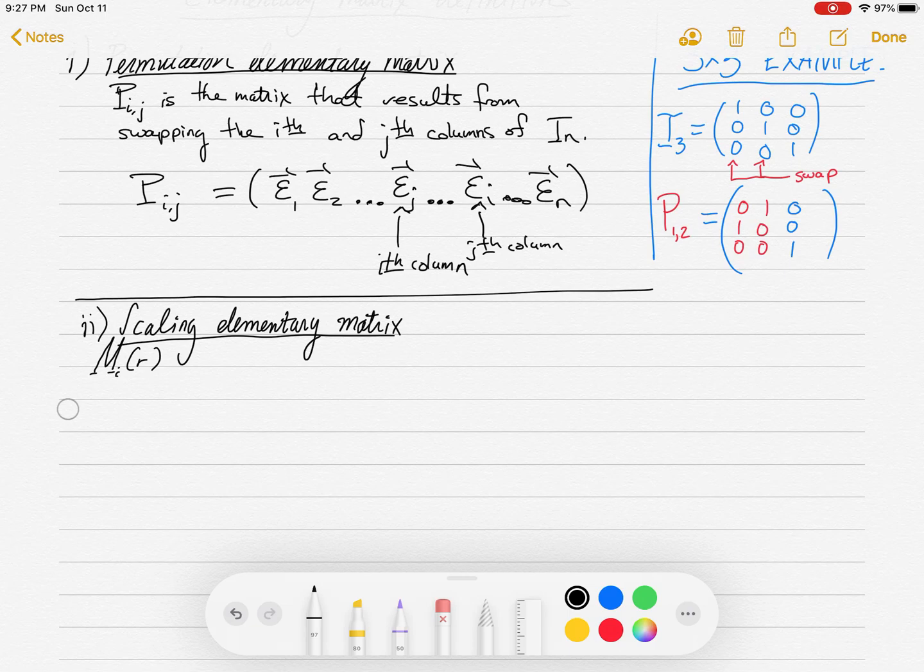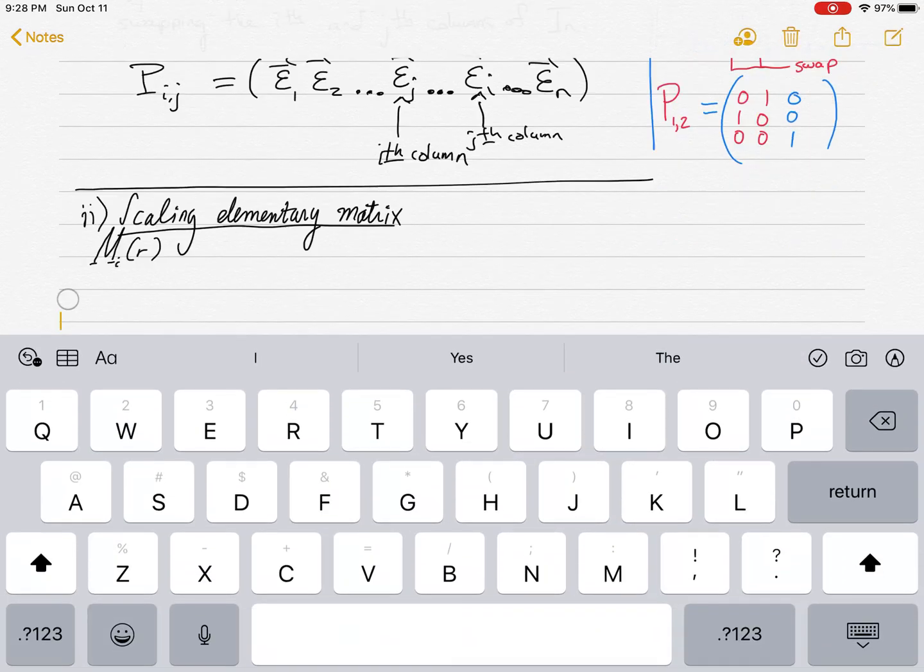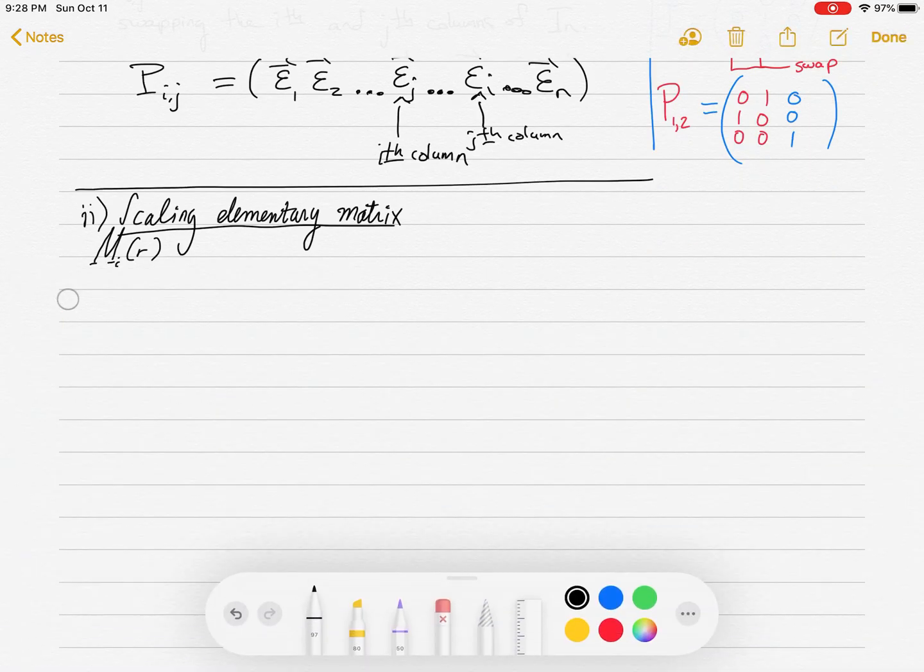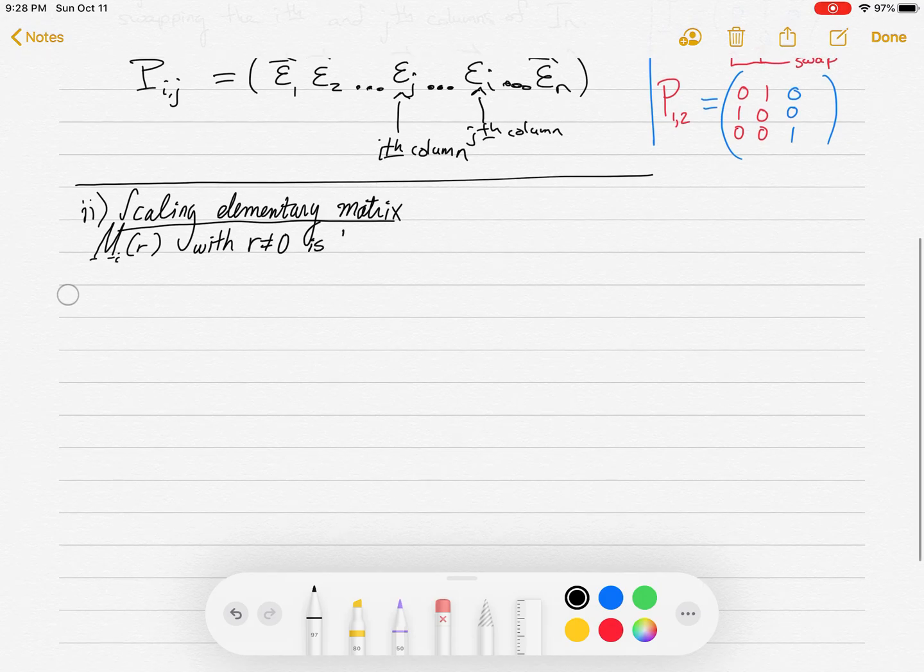So we're going to call this M sub i of R, the scaling elementary matrix. M is for basically multiply. We're going to be multiplying by this scalar called R. We're going to multiply the ith column of the identity matrix by R, and that gives you your scaling elementary matrix. So this is Mi of R with R not 0, right? Your scalar, you don't want it to be 0. You don't want to multiply by 0.